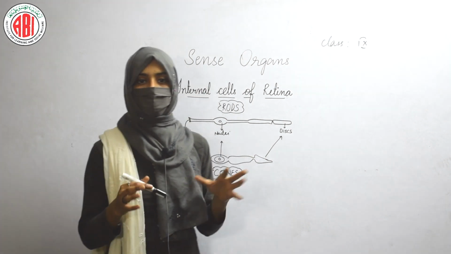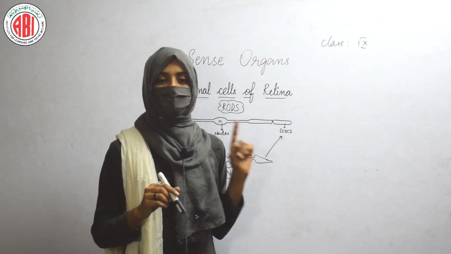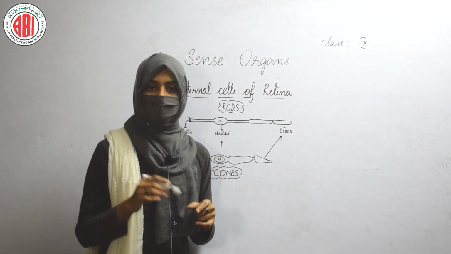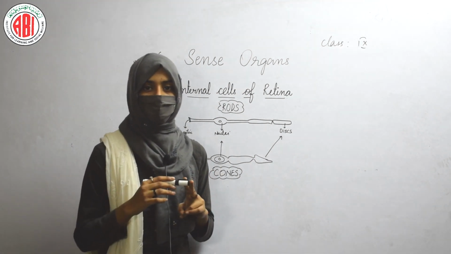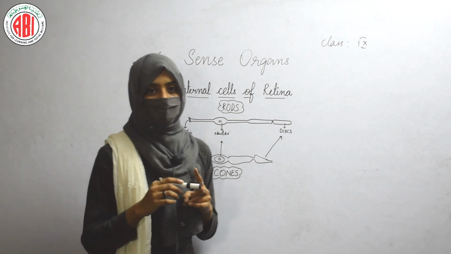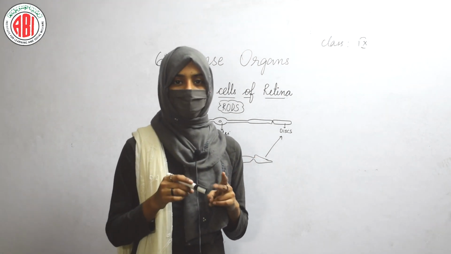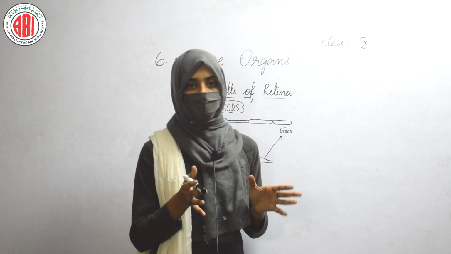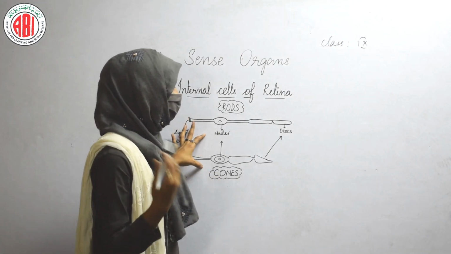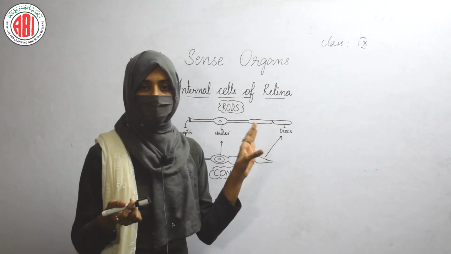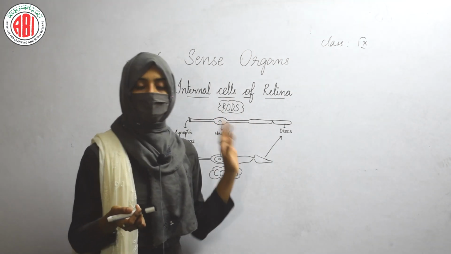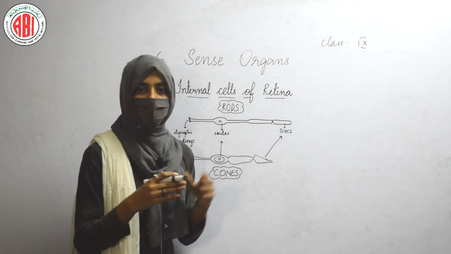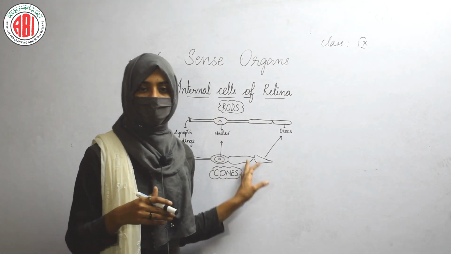These cells are present in all the regions of the retina except the spot called the blind spot. In our previous class, we studied that there are two spots in the retina. One is the blind spot, where the light doesn't fall, and the other is the yellow spot or fovea, where the light falls. So these cells are present in all regions of the retina except the blind spot. In the blind spot region, we cannot see the presence of these rod and cone cells.